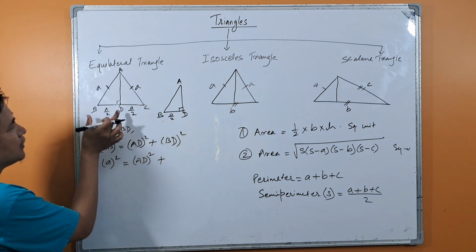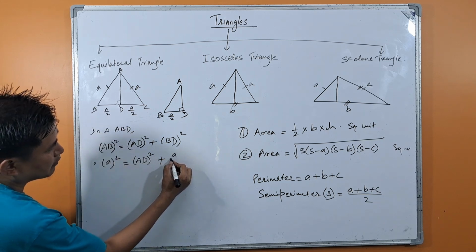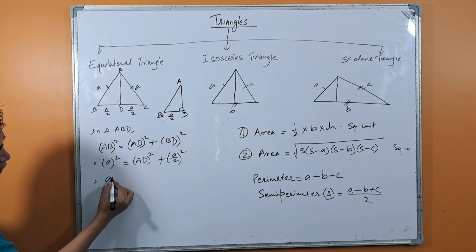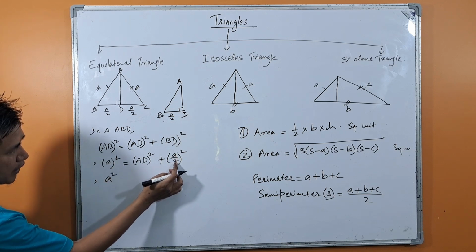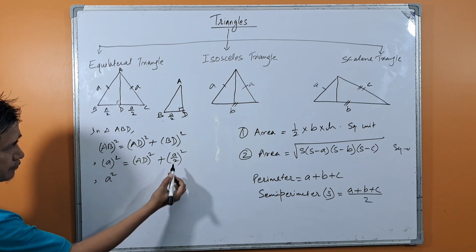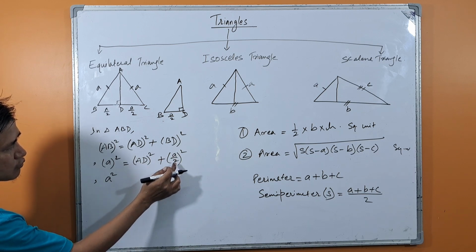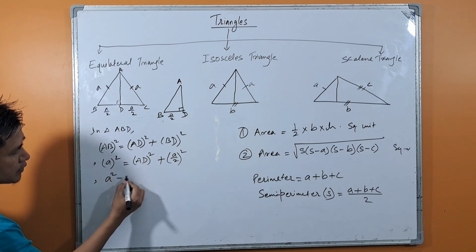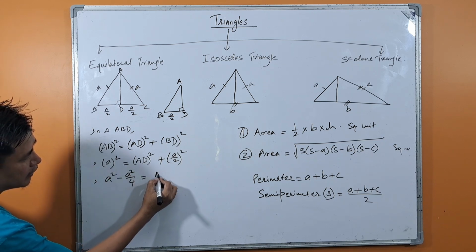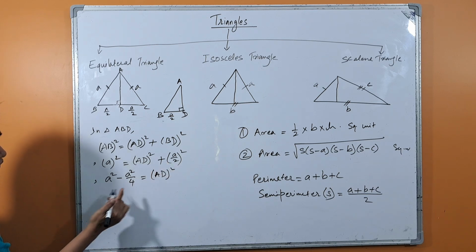Plus BD is half of BC, that is A by 2, A by 2 whole square. So we have A square here, A square by 2 square, because this square is for both the numbers within the bracket. So A square by 4. This is plus A square by 4, we bring to the left hand side, becomes minus A square by 4 equal to AD square.